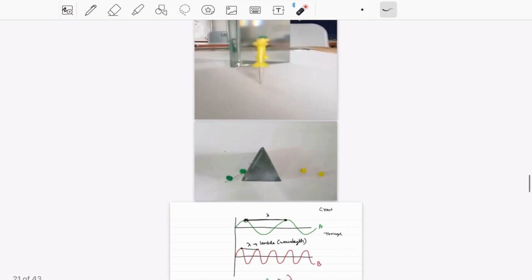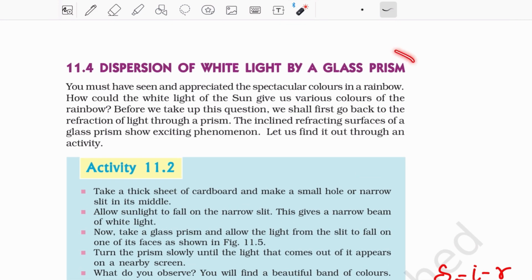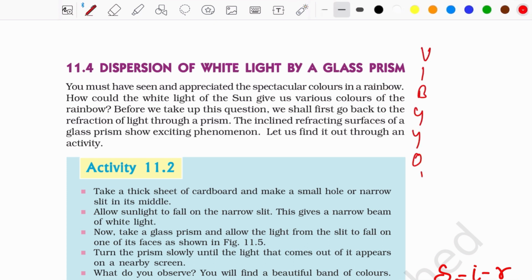that is refraction of white light by a glass prism. So you must have seen and appreciated the spectacular colors in the rainbow. How could the white light of the sun give us various colors of the rainbow, right? What are those colors? V, I, B, G, Y, O, R. Correct? Before we take up this question, we shall first go back to the refraction through the prism.